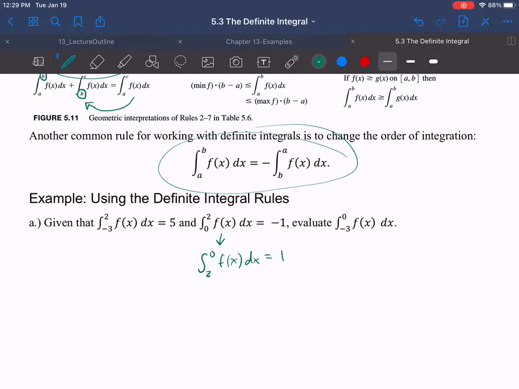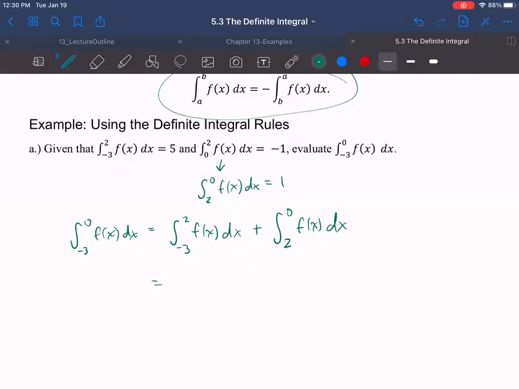Now we can say the integral from -3 to 0 of f of x dx is going to equal the integral from -3 to 2 of f of x dx, plus our integral from 2 to 0 of f of x dx, just like that. You see how I switched those limits of integration? And so this just becomes 5 plus 1, 6. Okay?